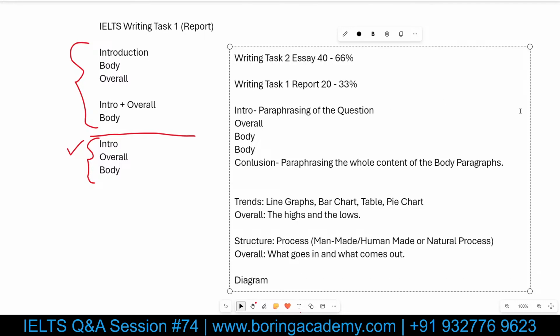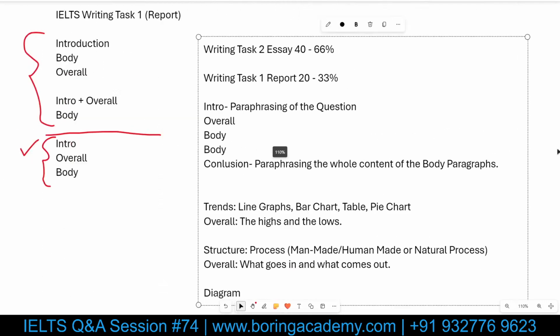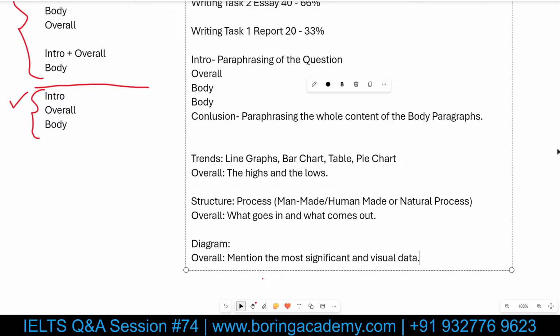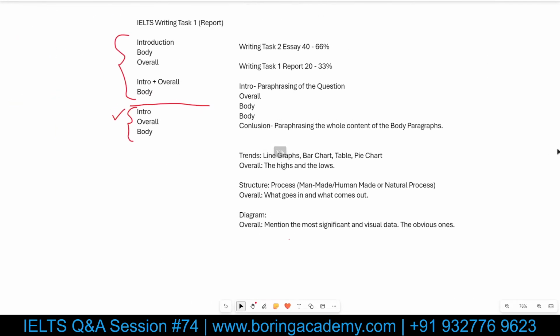Let's say that it is a diagram. A diagram can be visually compelling sometimes, but all you need to do is, in the overall, mention the most significant and visual data, the obvious ones. Can you see the difference between different reports? The overall changes slightly. Alright, so keep this in mind. Make sure that you take a screenshot, and that's it.